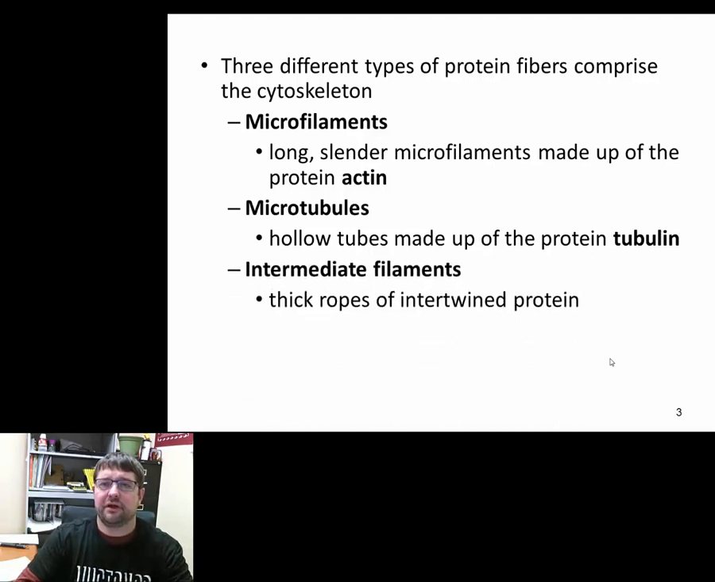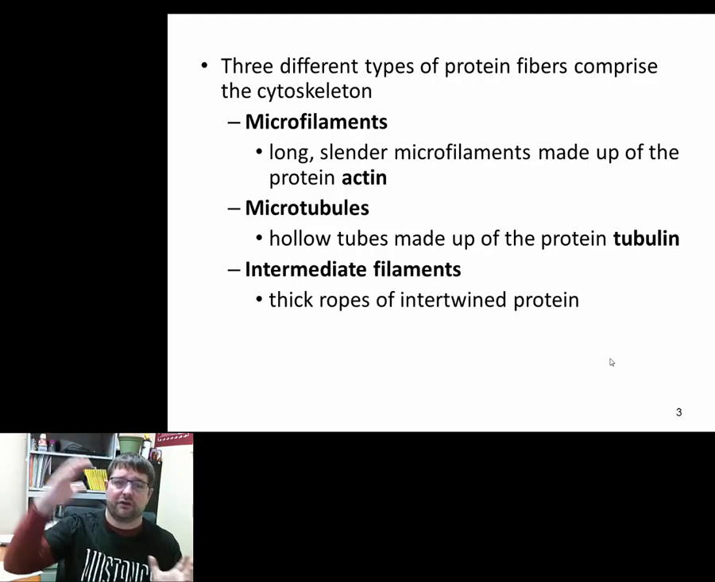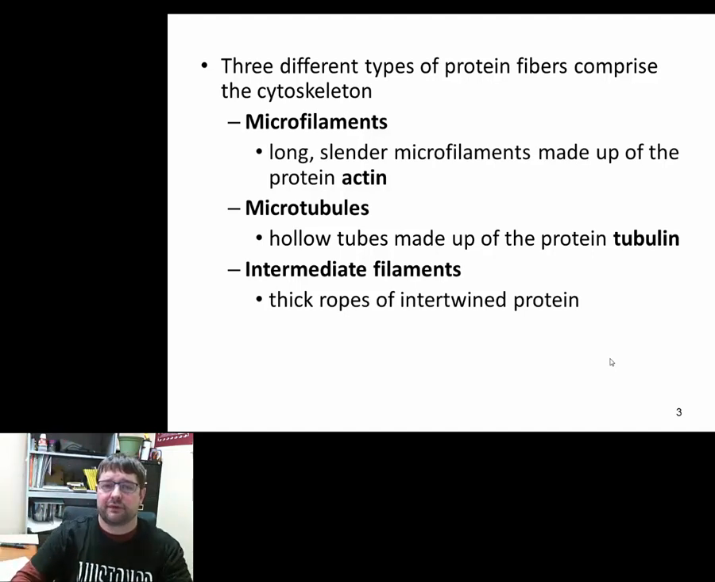And then you have intermediate filaments, and it depends on the cell itself how many of these different types of proteins you have and what their purposes are. But a lot of the intermediate filaments are going to be associated, in some cases, with movement, but in other cases, associated with that support skeleton that doesn't allow the cell to collapse completely.